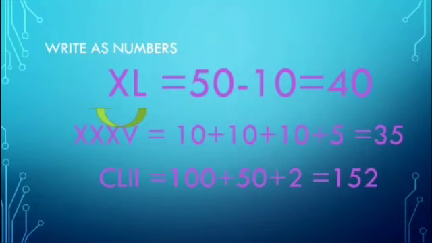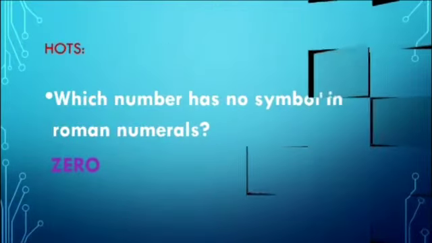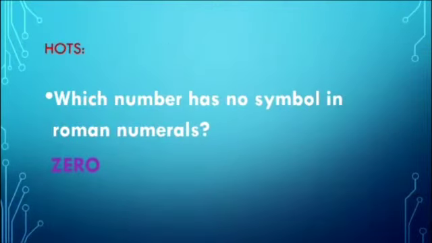See the next one, CLII. What is the value of C? Yes, you are right, 100. What is the value of L? 50. What is the value of I? 1. And what is the value of the other I? It is 1. That is 152. Which number has no symbol in Roman numerals? You are right, it is 0.